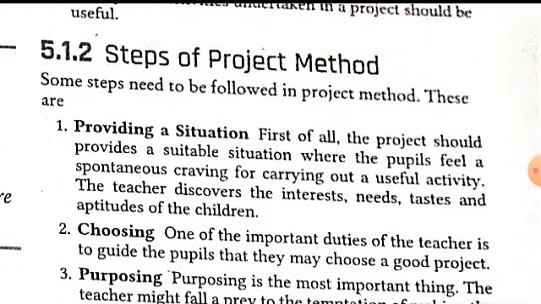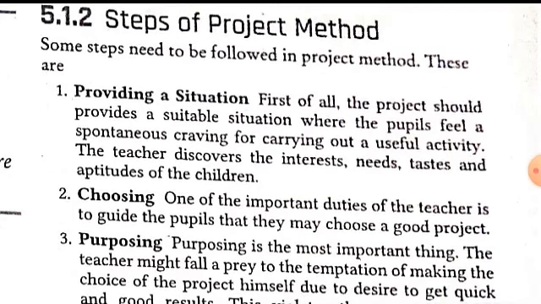Now, steps of project method. Some steps to be followed in project method are: first one is providing a situation. First of all, the project should provide a suitable situation where the pupil feels a spontaneous craving for carrying out a useful activity. The teacher discovers the interests, needs, tastes, and aptitudes of the children.